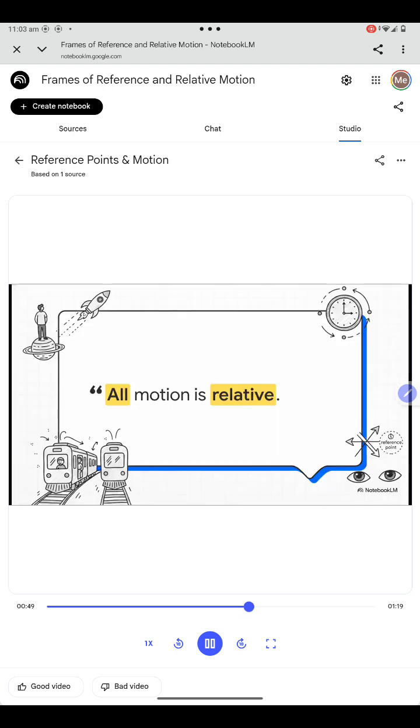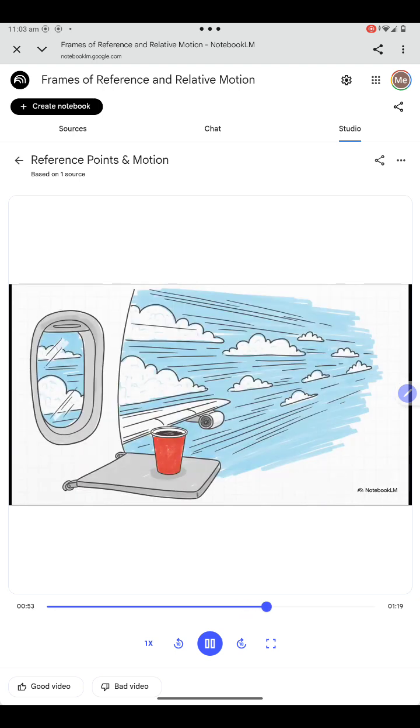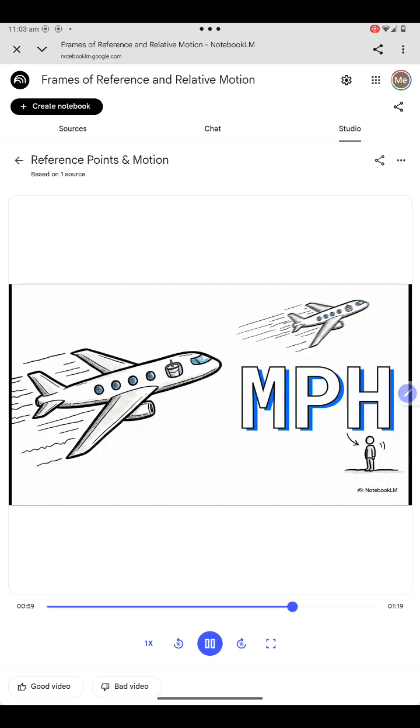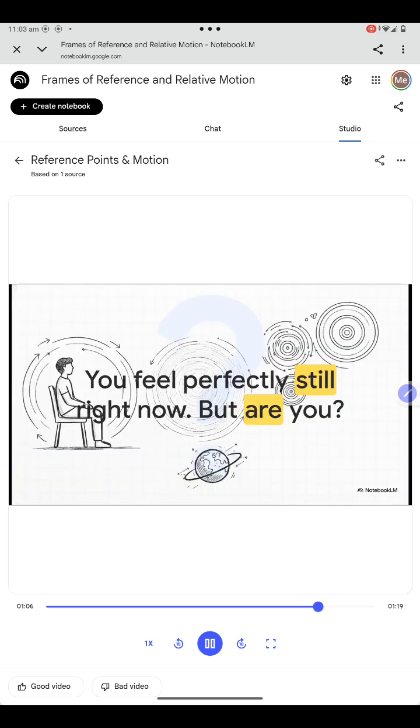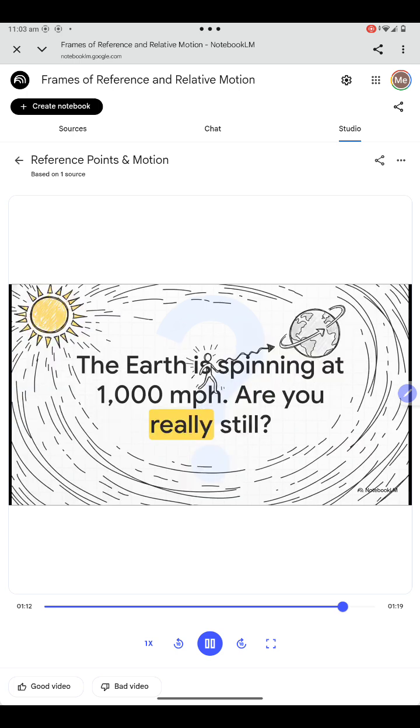This gets at a huge idea. There's no such thing as absolute motion. It's always relative. You experience this all the time. Think about being on a plane. Your drink seems perfectly still. But relative to the ground, that same drink is blazing past at 500 miles an hour. And that leads to a final mind-bending thought. Right now, you probably feel like you aren't moving. But you're on a planet that's spinning and hurtling through space, so how fast are you really moving?